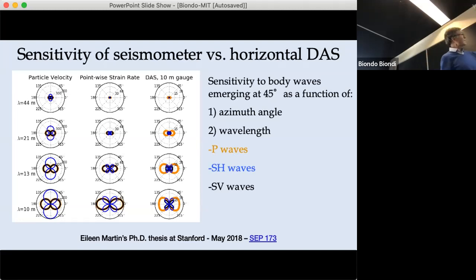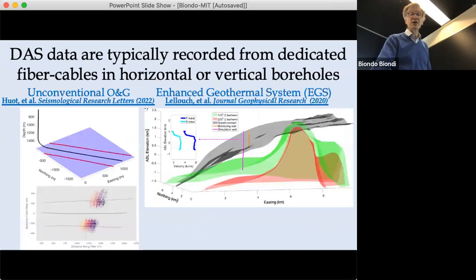I don't think we have the time to talk about the applications. The interesting thing is this four lobe directivity for the S waves, and some of the components of the surface waves as well, compared to the geophones. That is something you need to be aware of and understand. Again, I think Eileen's thesis is a good reference to understand those things.